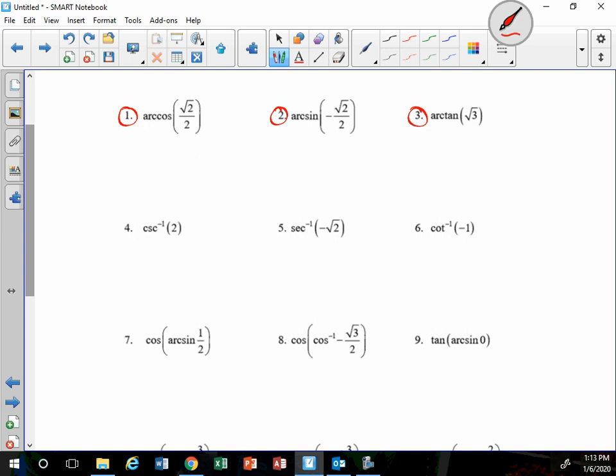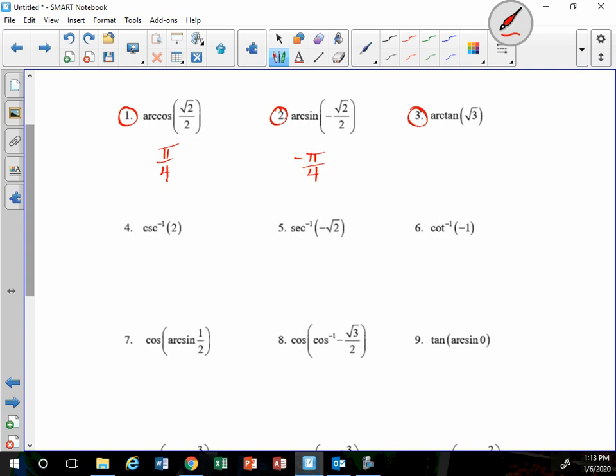All right, guys, let's look at them. So number 1, arc cosine root 2 over 2. Did you guys get pi over 4? Yes? Okay. Number 2, what do you think? Good, negative pi over 4.